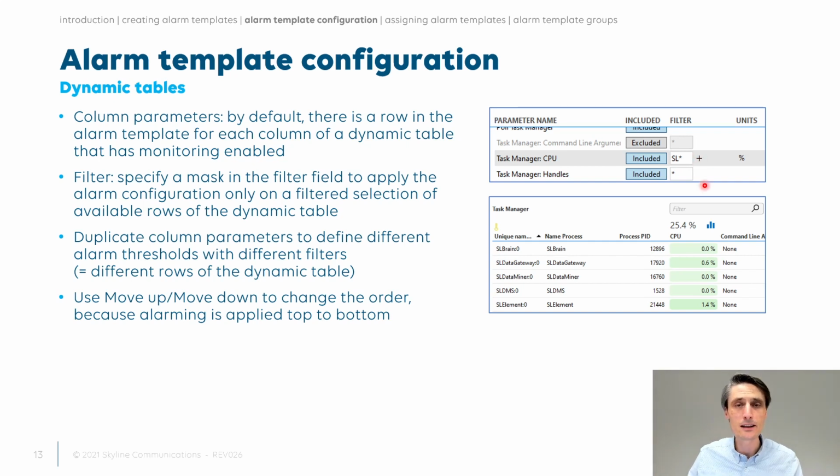The mask can include a star, basically meaning 0, 1 or more characters, or a question mark. A question mark is exactly 1 character. So in this case, it specifies SL star, meaning that all the processes starting with SL will match this filter, and it will effectively narrow down that list of monitored cells to all the SL processes.